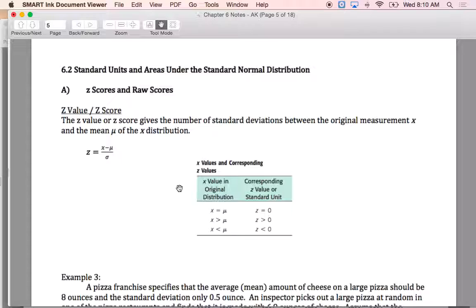Now, if the x value is equal to the mean, so if in your story problem you have a number that's equal to your mean, your z is equal to 0. Every time, if your value is the same thing as the mean, it's equal to 0. If your value is bigger than your mean, your z is going to be bigger than 0, so you'll have a positive z. If your value is smaller than your mean, you're going to have a number less than 0, so you're going to have a negative z.